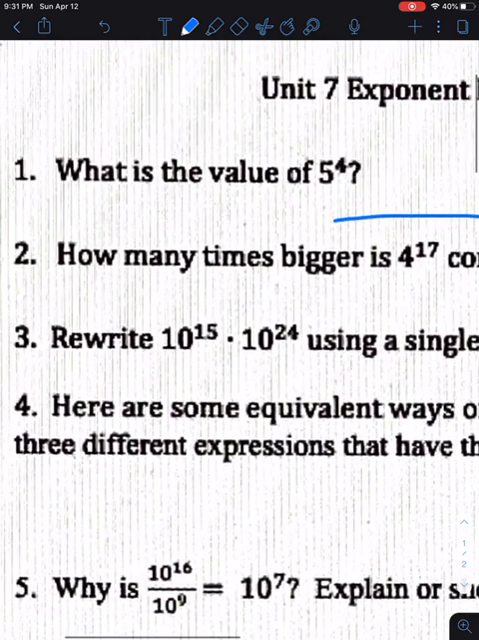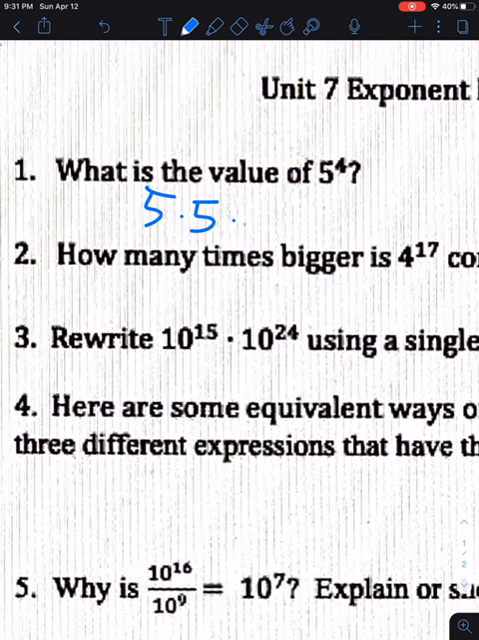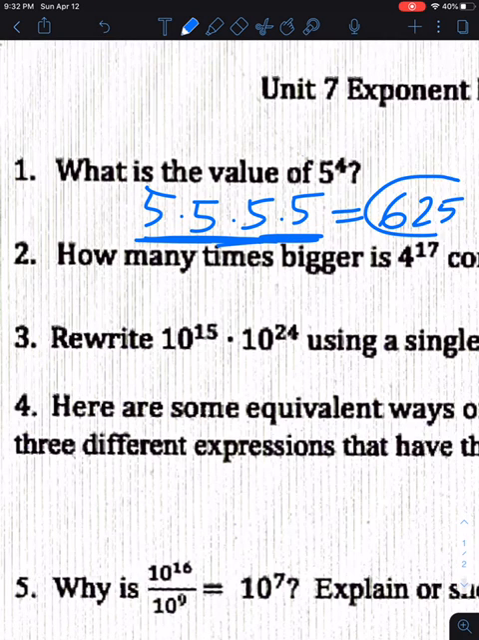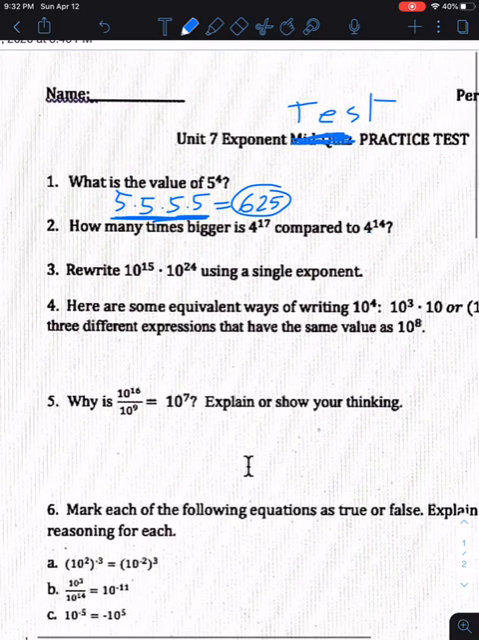What is the value of 5 to the 4th power? All right, so you could type in your calculator 5 to the 4th power, or you could just write it out as well. 5 times 5 times 5 times 5. So we're multiplying 5 by itself 4 times. Well, 5 times 5 is 25, times 5 again is 125, times 5 again equals 625. So if you got 625 for your answer, give yourself a +1.